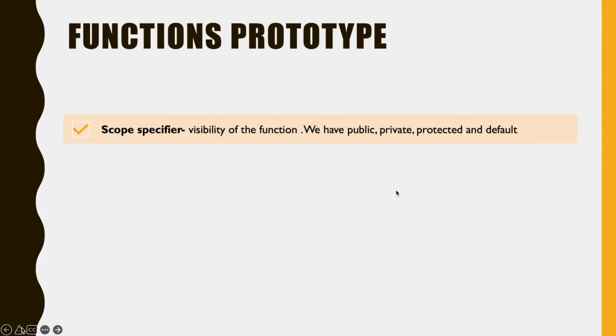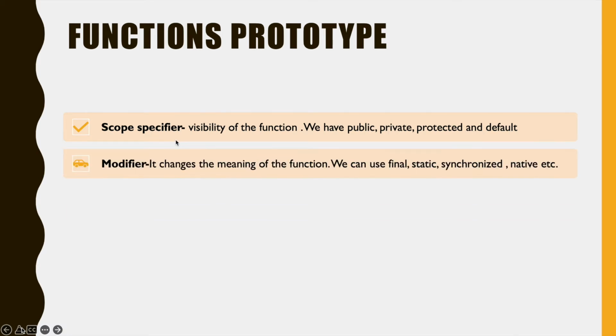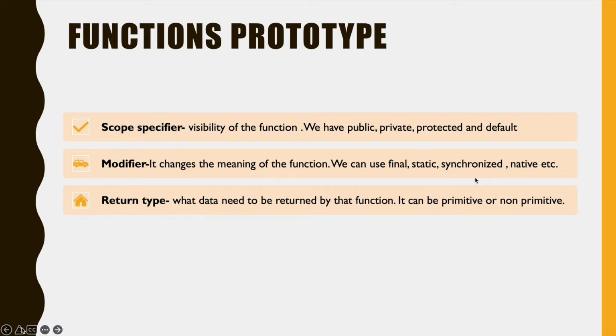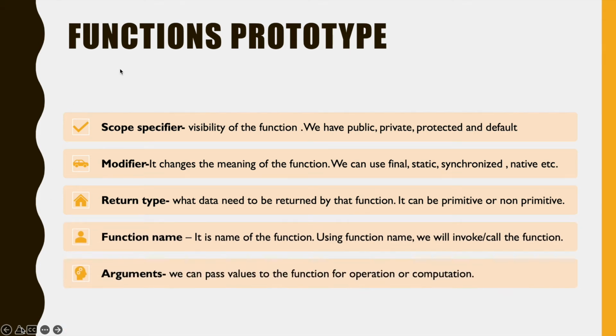Now let's see what a function prototype is, like scope modifier or scope specifier. Then we have modifiers like static, final, synchronized, the return type, and then the function name. Whenever you are using a function, these 5 things will be used. Okay, now let's understand the function prototype.